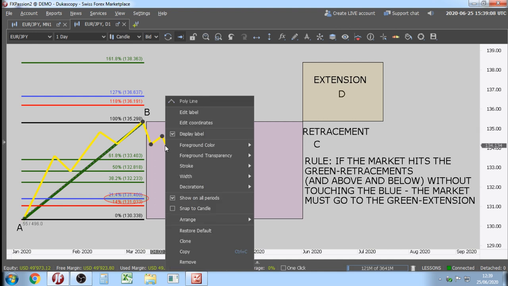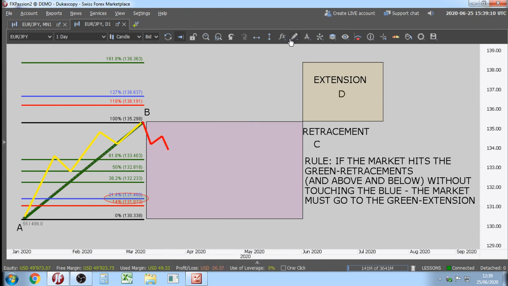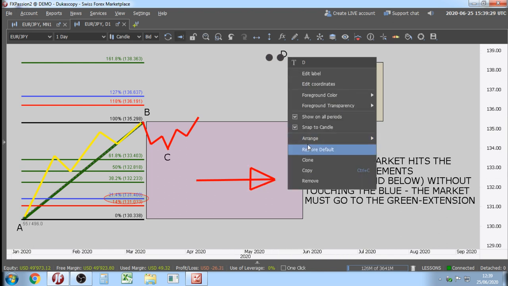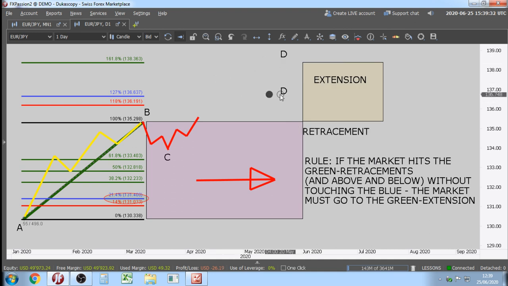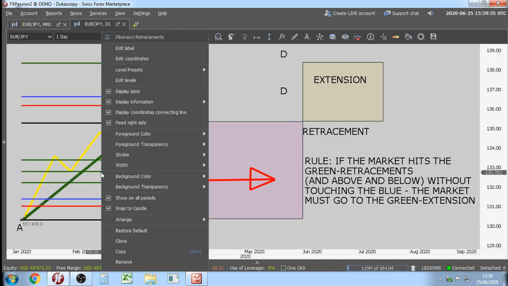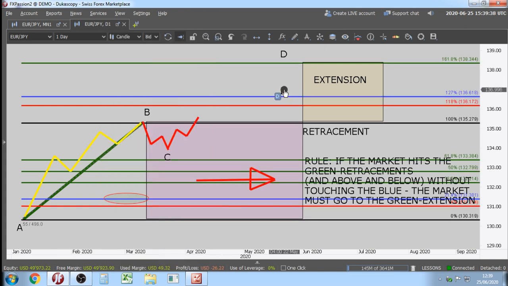So what if we have here the retracement, extension, retracement, and then we are starting the next extension, and this is our C. By the rule on the right, where is our D going to be? Is our D going to be at the green? Is our D going to be at the blue? Or is our D going to be at the red one? Color, what do you think? Which one is going to be our D?